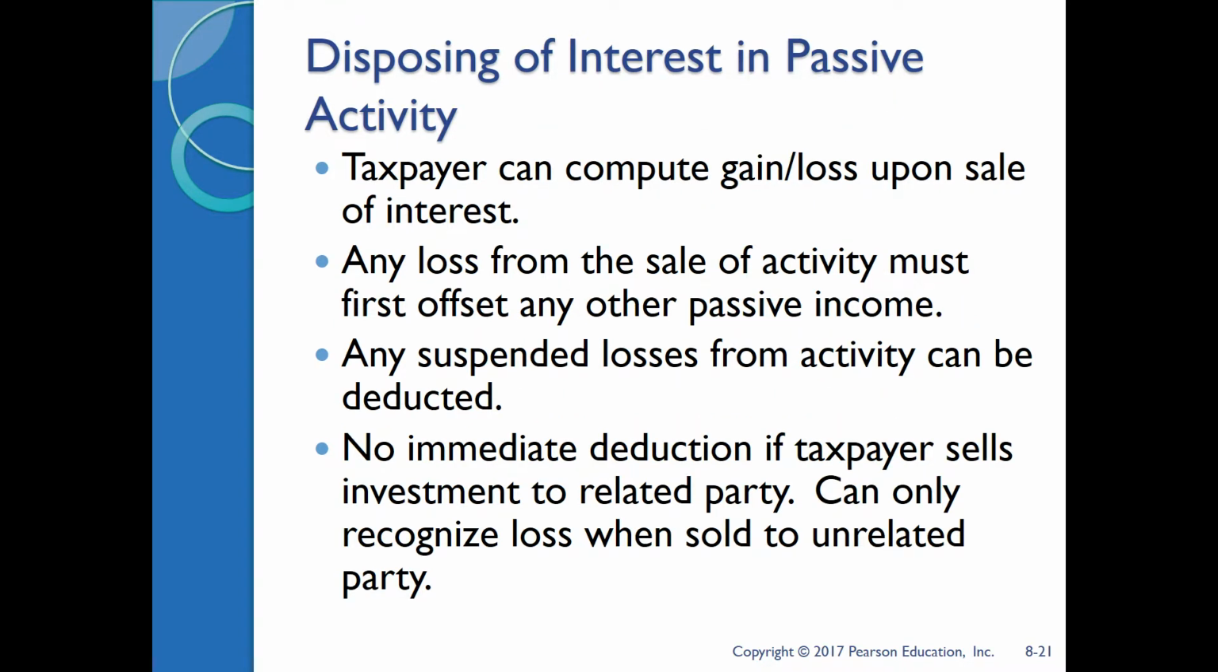Disposing of interest in a passive activity. A taxpayer can compute the gain or loss upon the sale of interest in that activity. Any loss from the sale of the activity must first offset any other passive income. Any suspended loss from the activity can be deducted, but no immediate deduction can be taken if the taxpayer sells the investment to a related party. It can only recognize a loss when sold to an unrelated party.